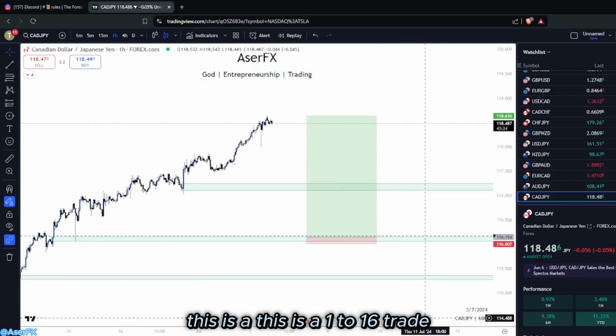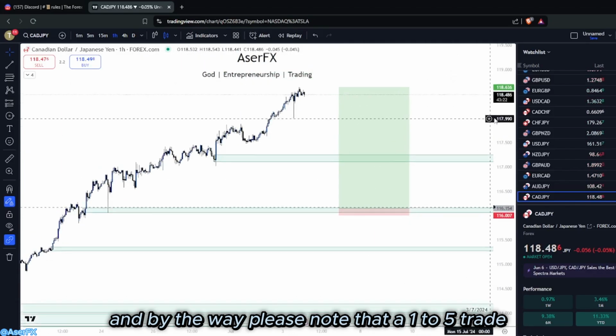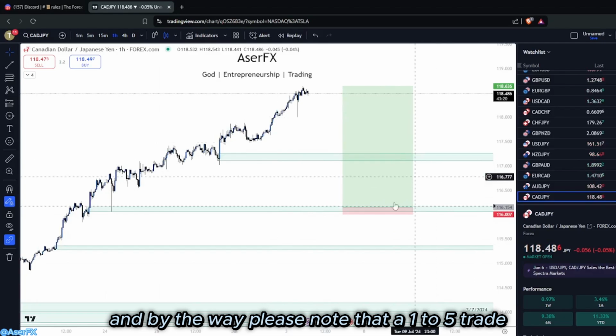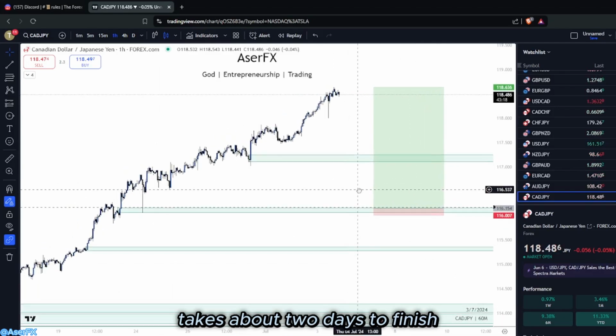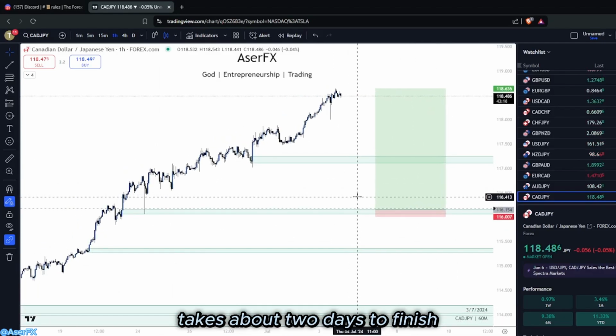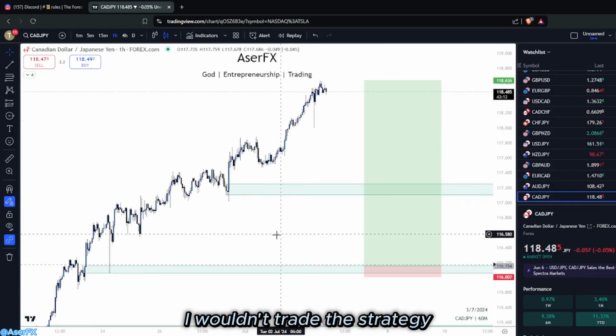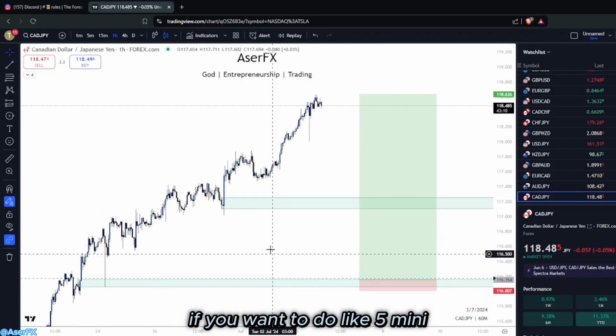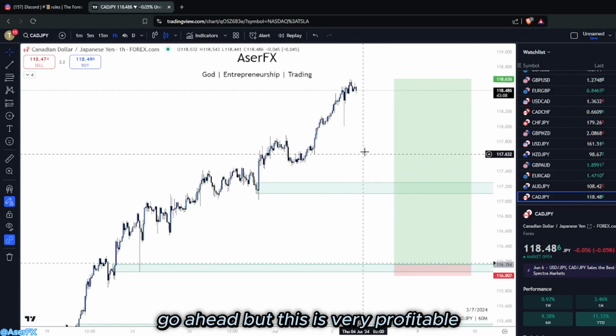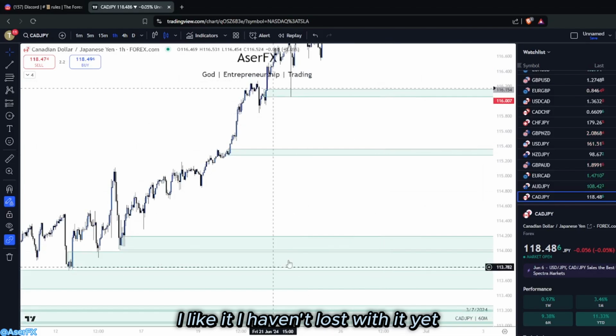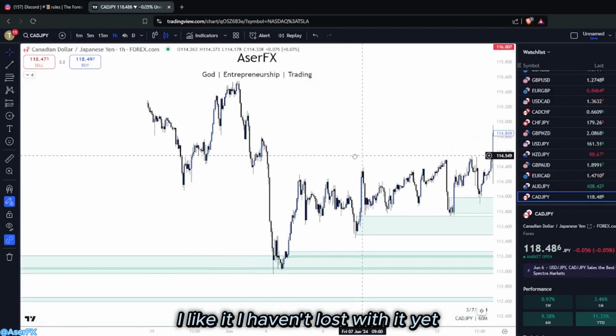This is a 1 to 16 trade. And by the way, please note that a 1 to 5 trade, usually from what I've seen, takes about 2 days to finish. So if you don't have patience, I wouldn't trade the strategy. If you want to do like 5 minutes, you can go ahead. But this is very profitable. I like it. I haven't lost with it yet.